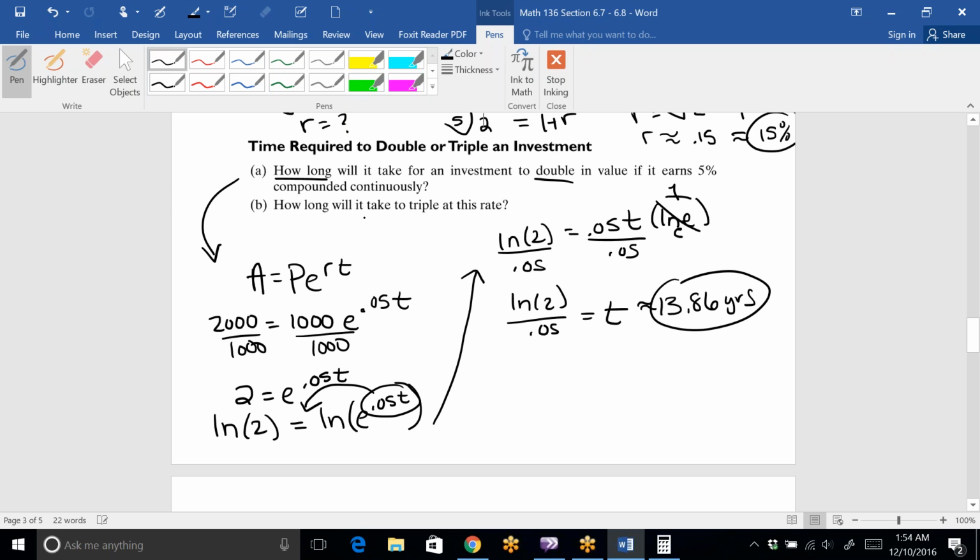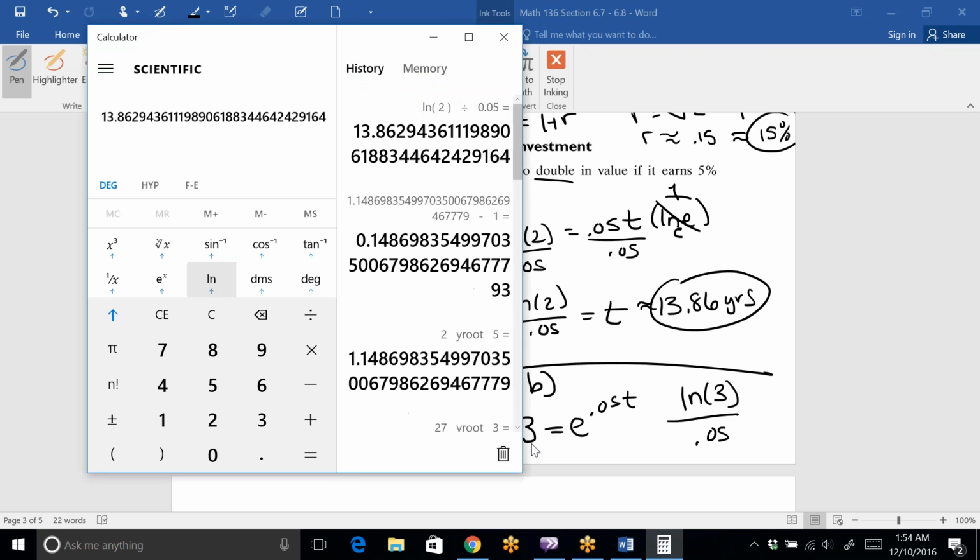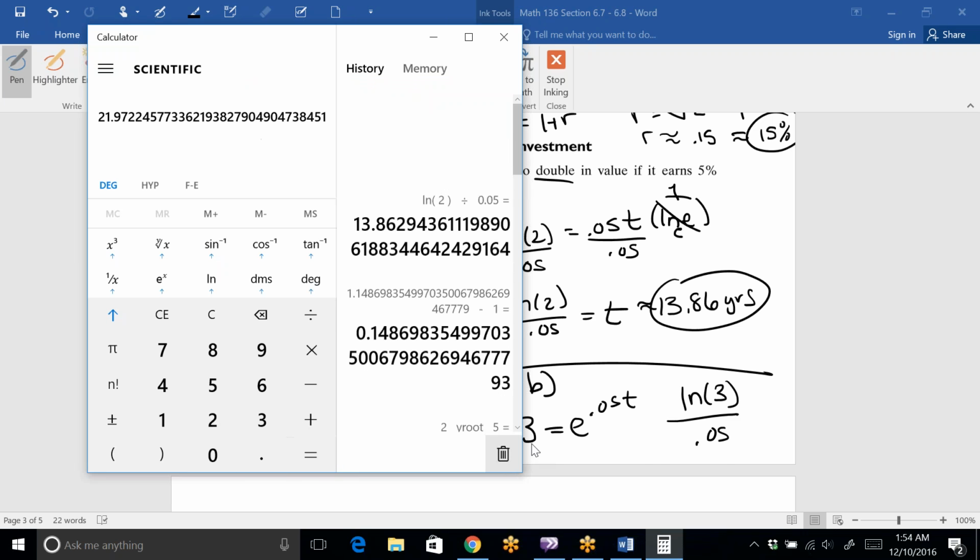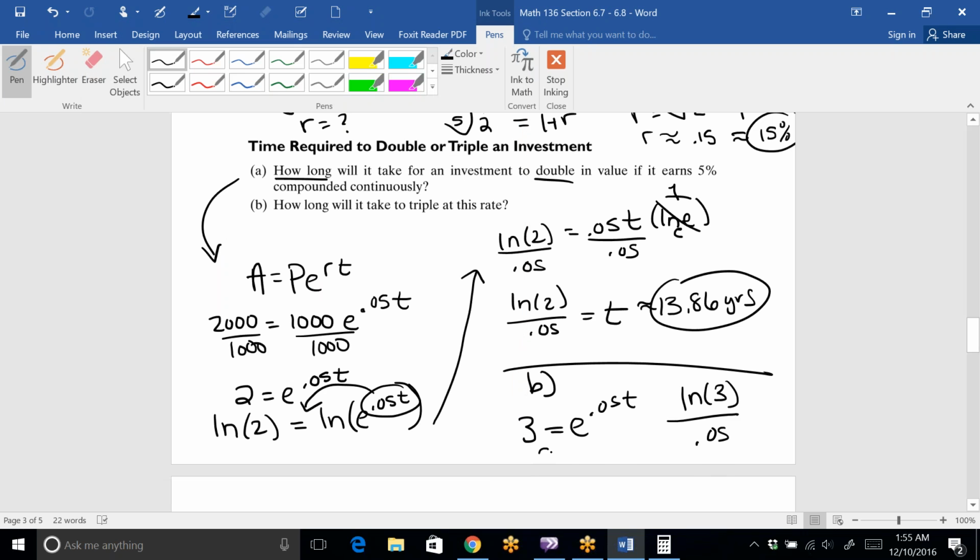So that's a long time. How long will it take to triple? Well, do you notice that this always ended up being a 2? If you're doing tripling, that means the other side's going to end up being 3, like having $1,000 become $3,000. So if we just need to recreate this, essentially this is going to solve the same way, except we're going to have natural log of 3 divided by 0.05 at the end. So natural log of 3 divided by 0.05 is 21.97 years. That's how long it would take to triple our money at 5% compounded continuously.